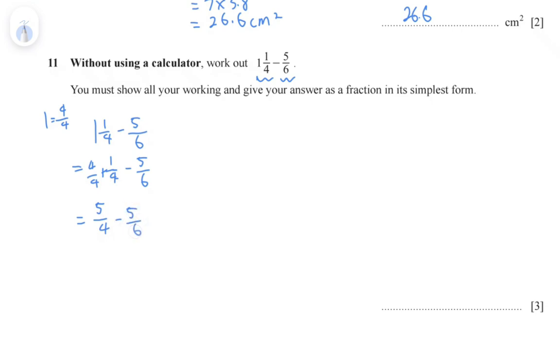minus 5 over 6. And we know that to subtract fractions, they have to have the same denominator. And we know that 4 and 6 have a common multiple of 12, where 4 times 3 equals 12, and 6 times 2 equals 12. Right, so we will multiply the fraction of 5 over 6 by 2, and 5 over 4 by 3, giving us 15 over 12 minus 10 over 12. Seeing as the denominators are now the same, we can straight away subtract, giving us 5 over 12 as our final answer.